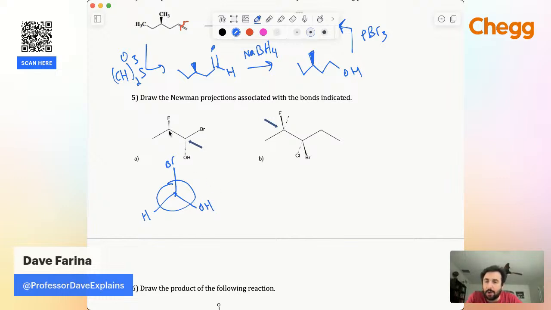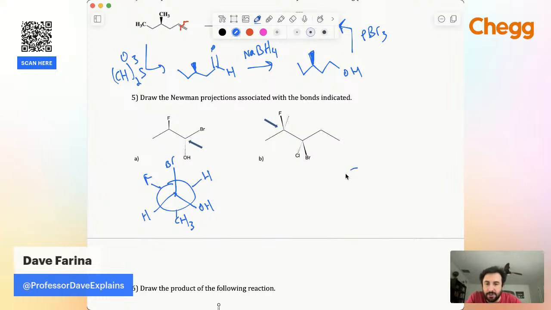Then on the carbon that is obscured, this carbon is obscured behind this carbon, but we can see what it's attached to. So this methyl is directly down from that carbon. These lines will go from the edge of the circle because they are connected to the carbon that is behind this front carbon. So CH3 is back there. Fluorine is on the wedge bond, so that is up and to our left. And then the implied hydrogen on the dash is up and to the right. So there is the Newman projection for that one.